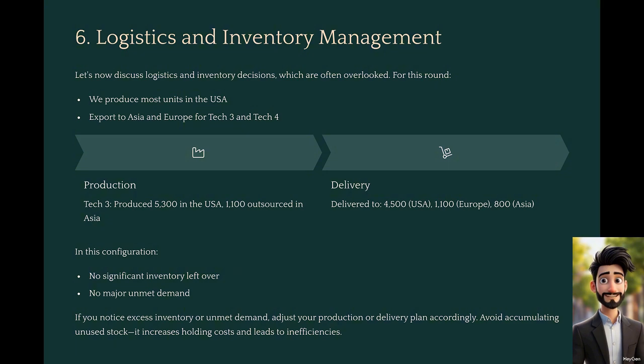If you notice excess inventory or unmet demand, adjust your production or delivery plan accordingly. Avoid accumulating unused stock, it increases holding costs and leads to inefficiencies.